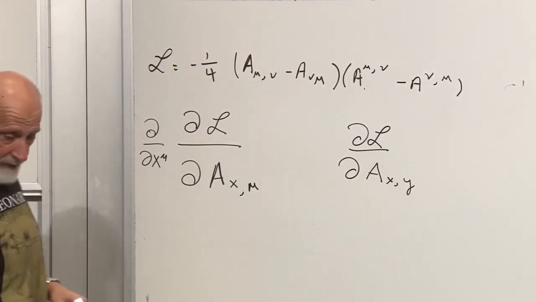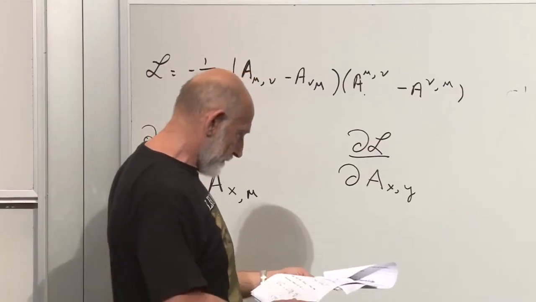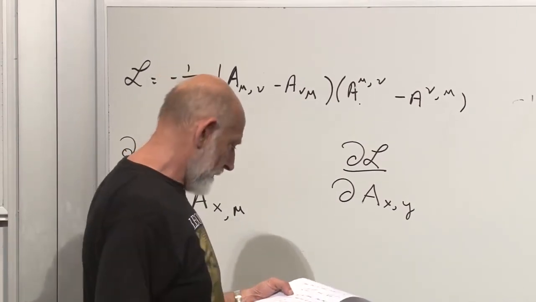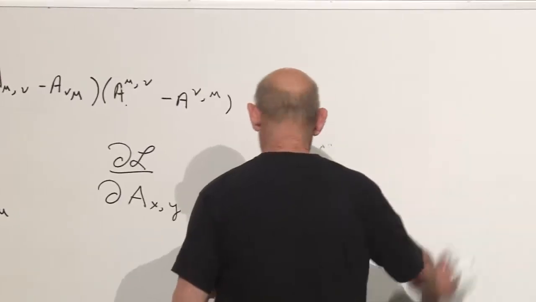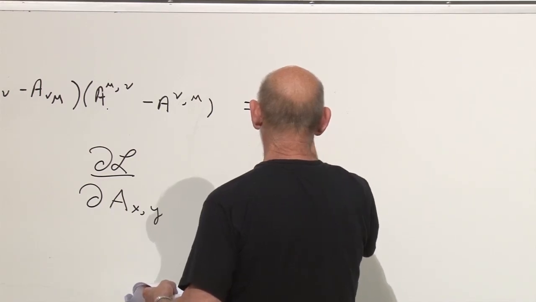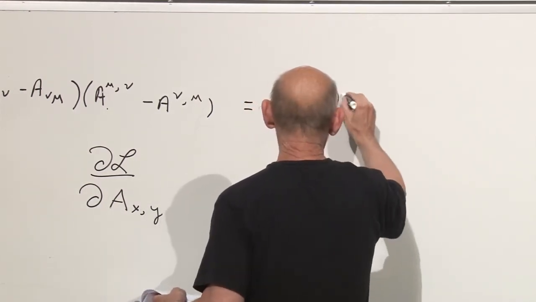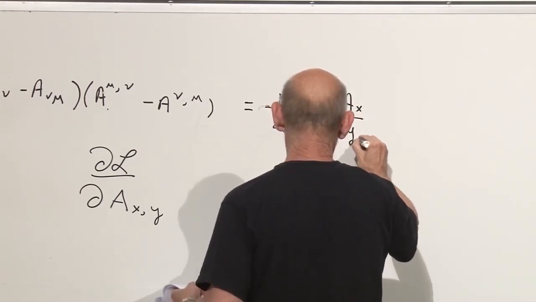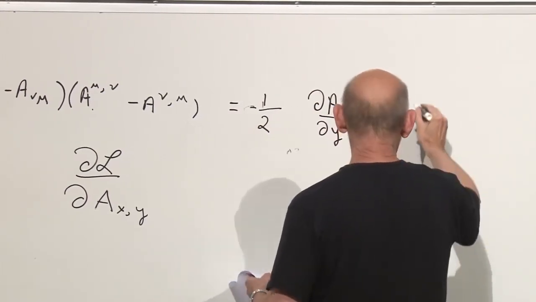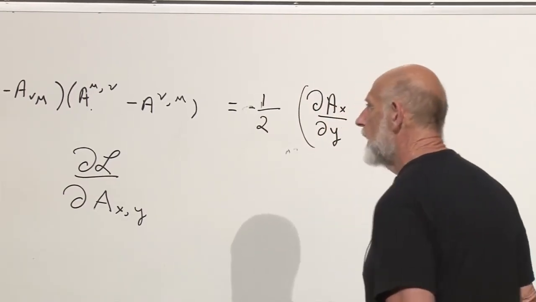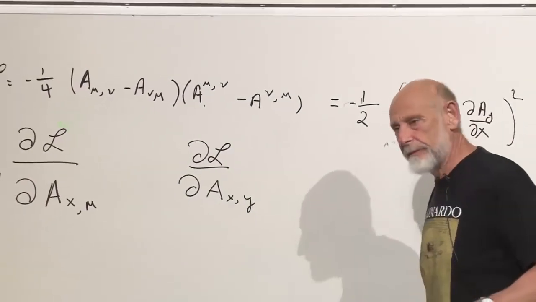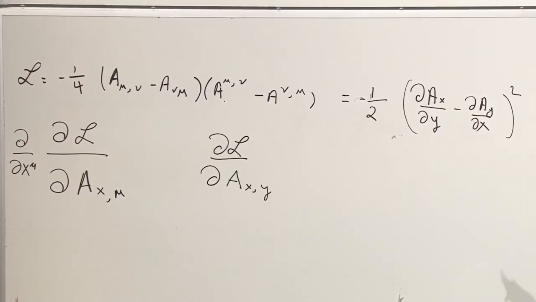Right. So let's write down what we get. What we get is minus 1/2. I'll tell you why 1/2 in a moment. Derivative of A x with respect to y minus the derivative of A y with respect to x, squared. There are lots of other terms in the Lagrangian, but they do not contain A x comma y.